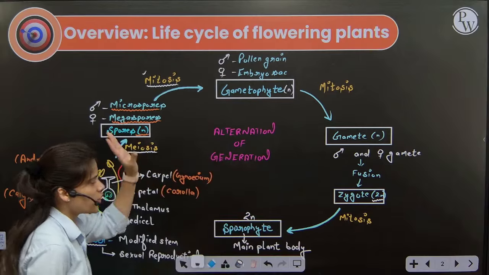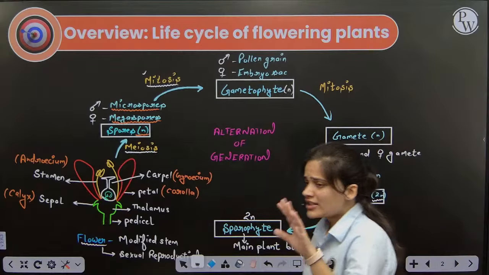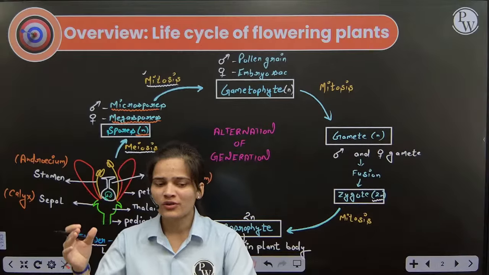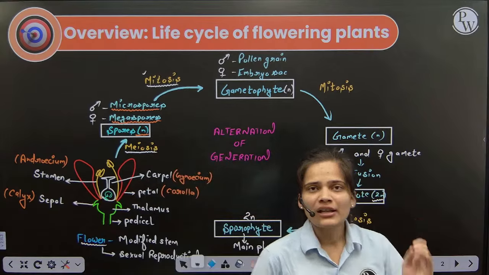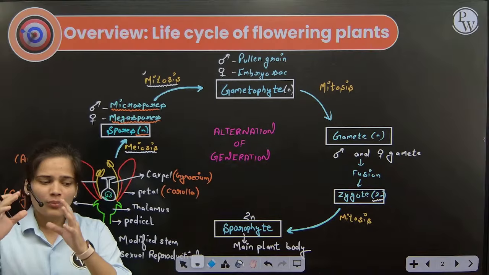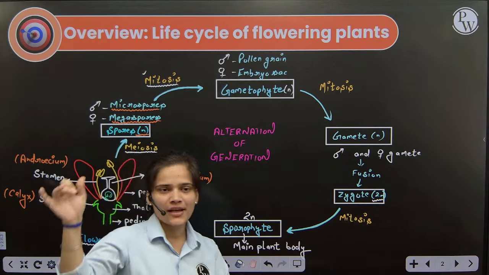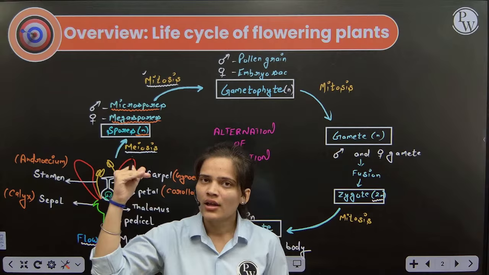This process is known as alternation of generation. Sporophyte has flower for sexual reproduction. Flower has male and female reproductive parts. Male reproductive part is stamen, female part is carpel. Both these male and female parts first form spores. Male spores are microspores, female spores are megaspores.